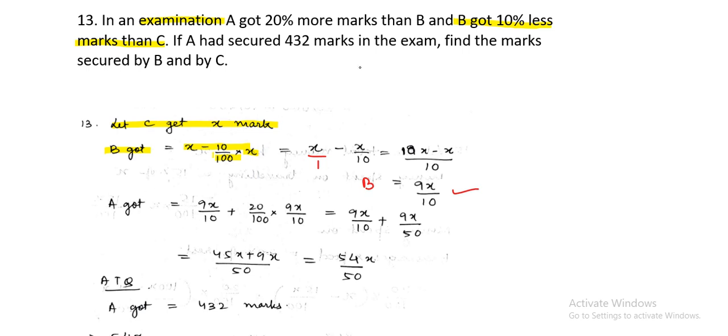Now how much has A got? In the question it is given that A got 20% more marks than B. So A will get 20% more than B. B has got 9x by 10, so 9x by 10 plus 20% means 20 by 100 of 9x. Now if we cancel this, we will get 9x by 10 plus 9x by 50. Now the LCM of 10 and 50 will be 50. So 50 by 10 is 5 into 9, 45x, and 50 by 50 into 9x is 9x. Now 45 plus 9 will become 54x by 50.